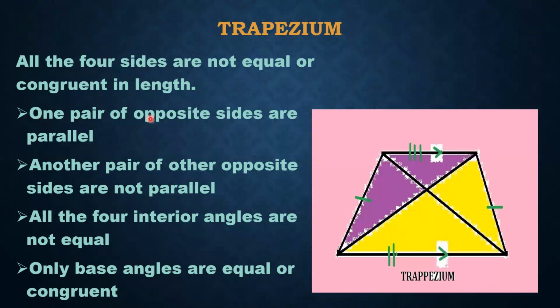One pair of the opposite sides are parallel. Only one pair of the opposite sides are parallel here. Now you can see clearly that only the horizontal lines are parallel.